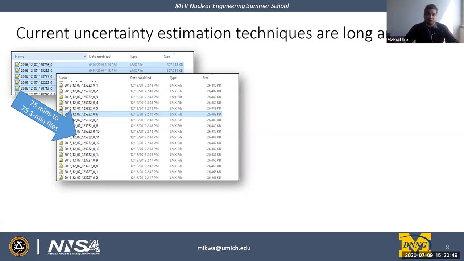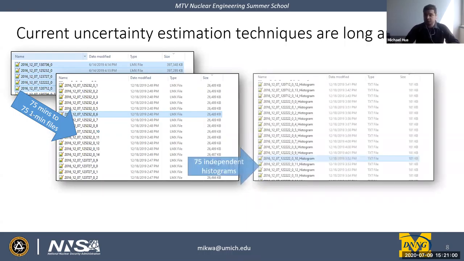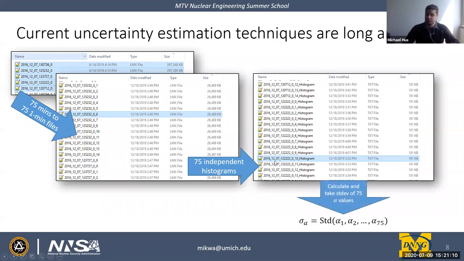75 minutes is a really long time to be measuring. So then what you would do is split the 75 minutes into 75 one-minute files. So you've taken one long measurement and split it down. And for each of these files, which represent lists of neutron detection times, you calculate histograms for each of them. So now you have 75 histograms.